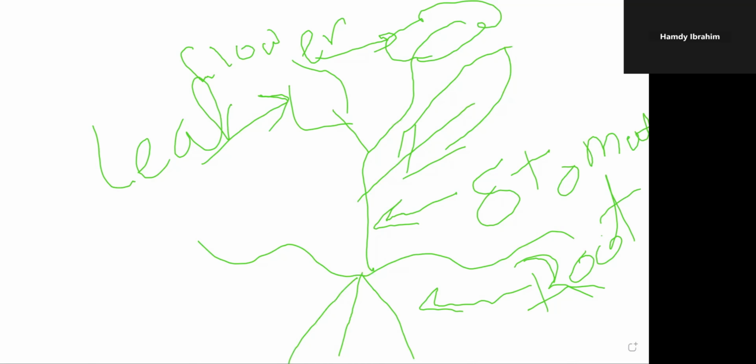Okay, what is the second function of the leaf? The second function of the leaves is transpiration. What is transpiration? In transpiration process, leaves release water vapor to cool the plant. Release it. Get it out of the plant.